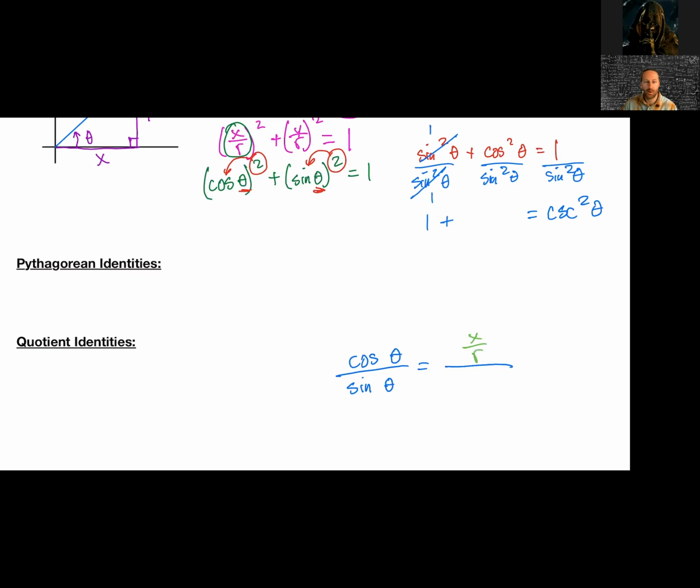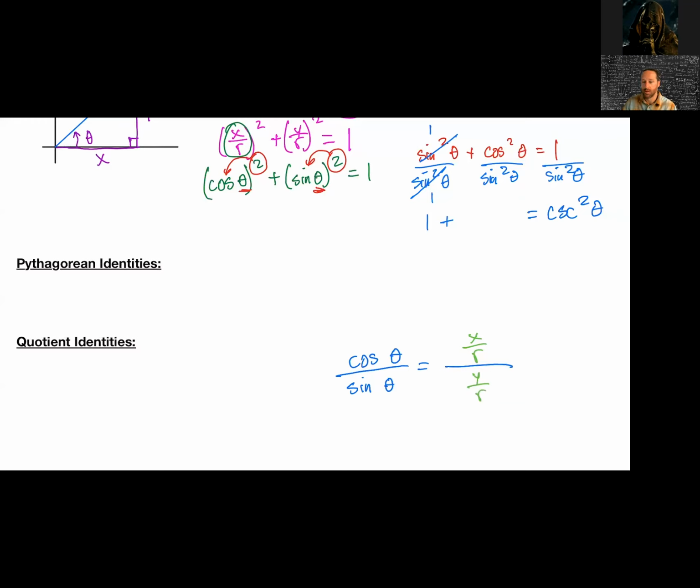I'm going to just keep saying them over and over and over again. Hopefully you guys will start participating and say something. It's x over r. How about sine then? Y over r. Very good, both of you.